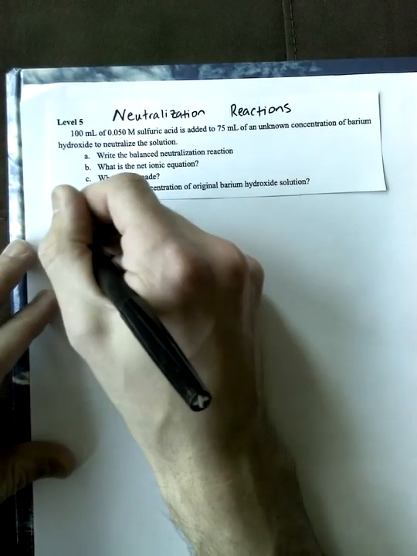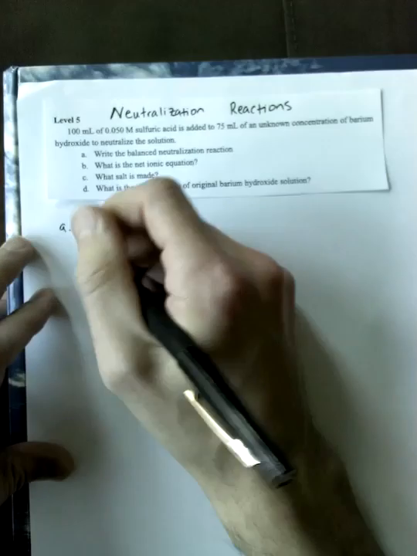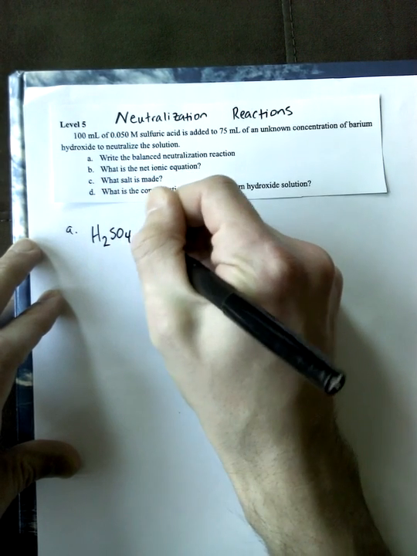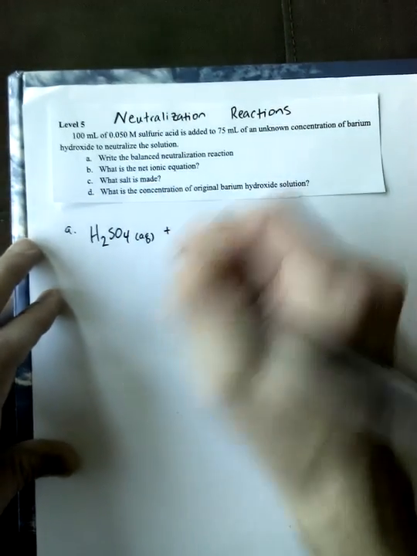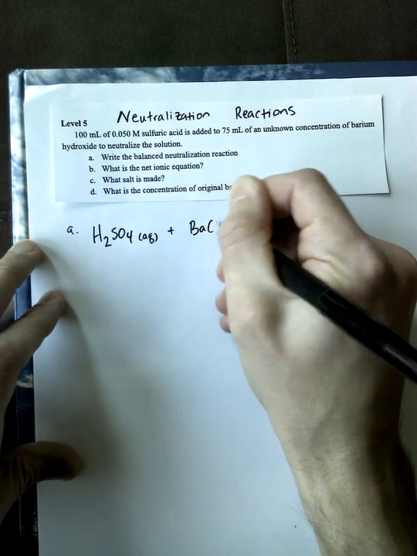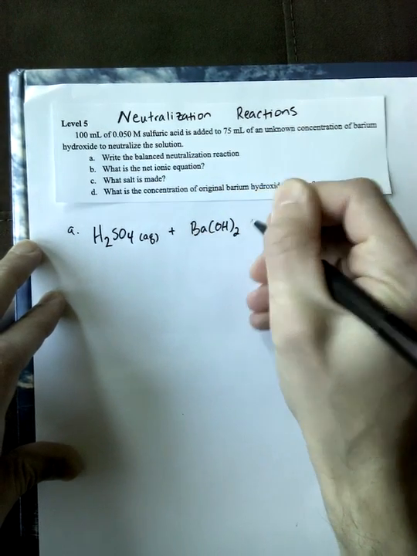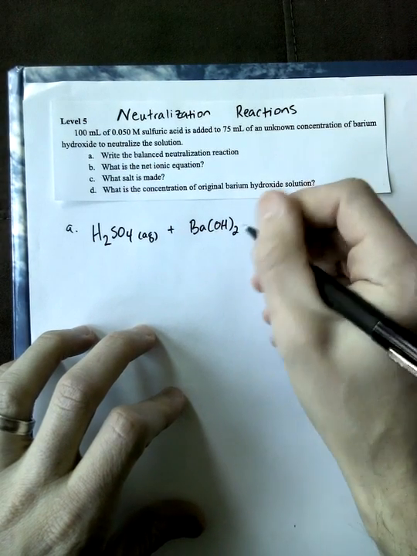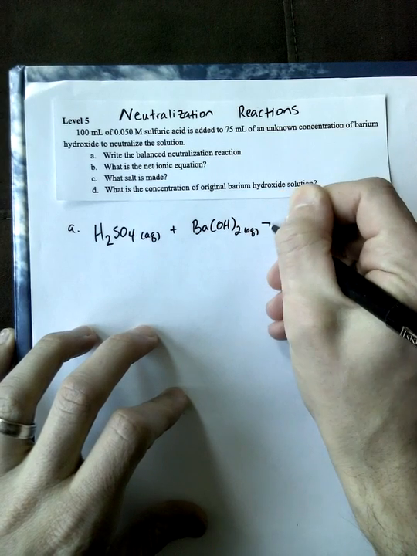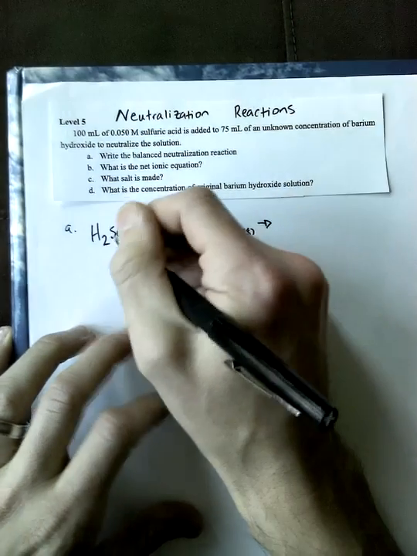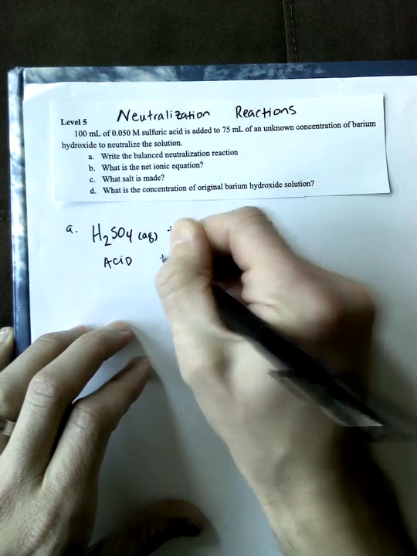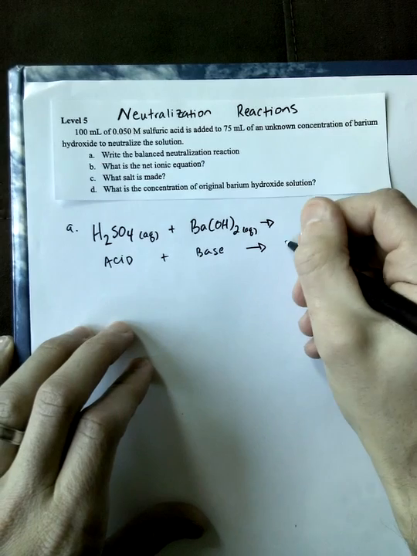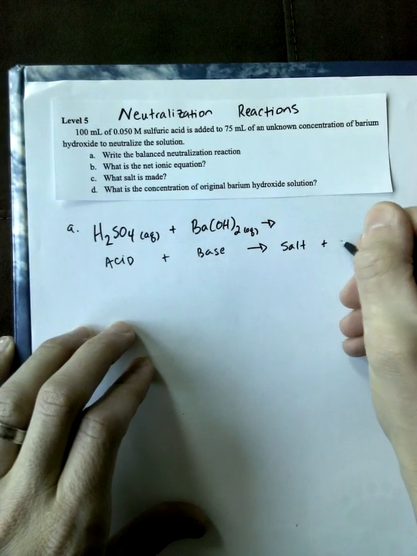Part A says write the balanced neutralization reaction. Okay, H2SO4 is my acid. That's the sulfuric acid. We write it as aqueous. That's going to react with the barium hydroxide. Barium hydroxide is Ba, which has a positive 2 charge, so it's Ba(OH)2, with parentheses for hydroxide. That's also aqueous. This is your acid plus your base. Whenever you do an acid-base neutralization reaction, you form 2 things: a salt and water.